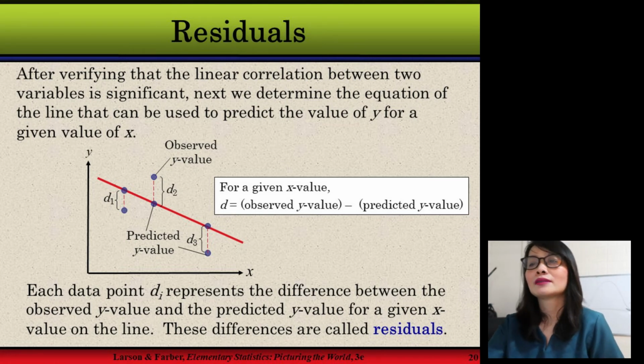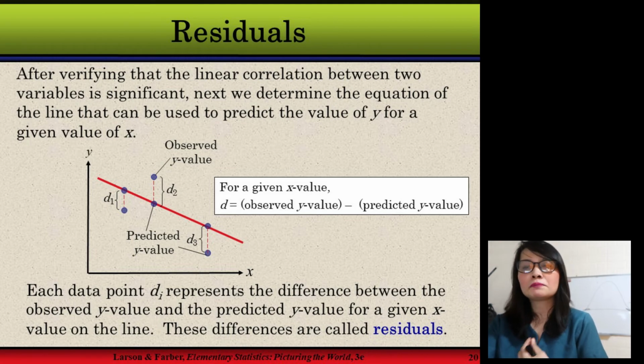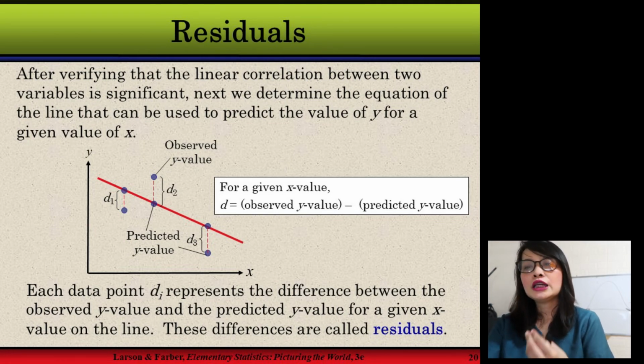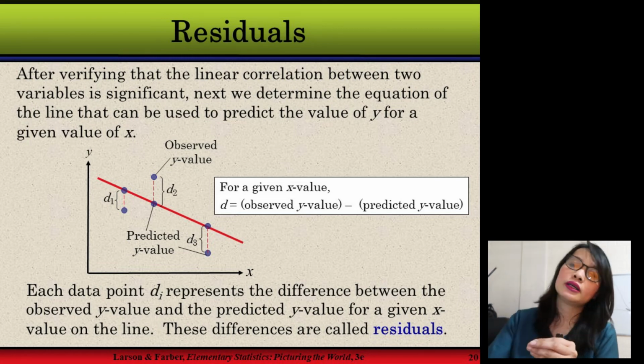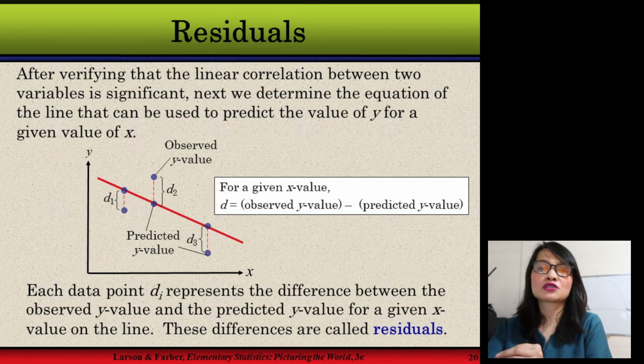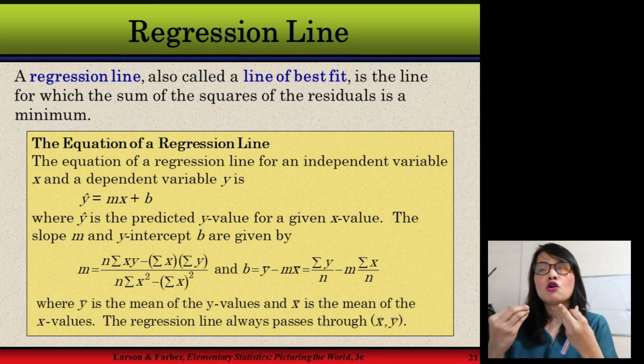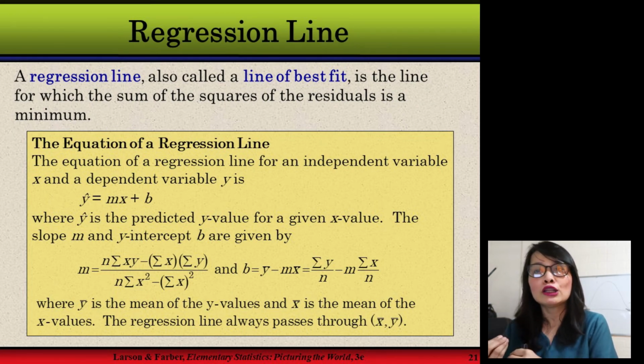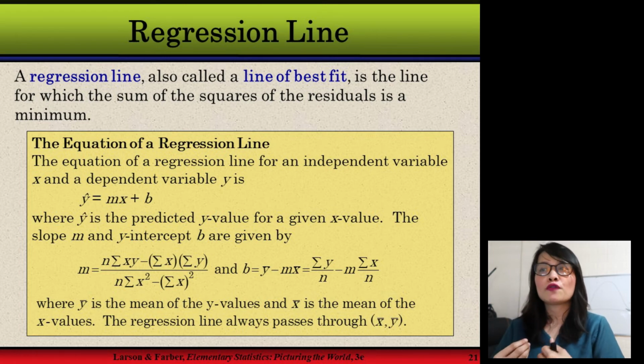Okay? So, observe the y value and then the predicted y value. For a given x value, d is equal to the observed y value minus the predicted y value. Each data point, d sub i, represents the difference between the observed value and the predicted y value for a given x value on the line. These differences are called residuals. The regression line, also called the line of best fit, is the line for which the sum of the squares of the residuals is a minimum.